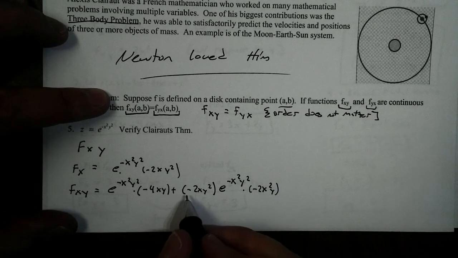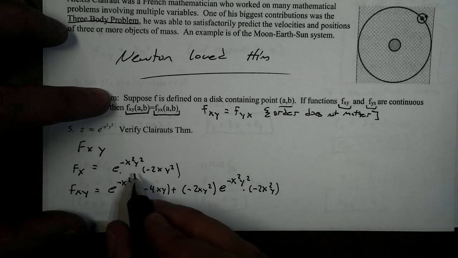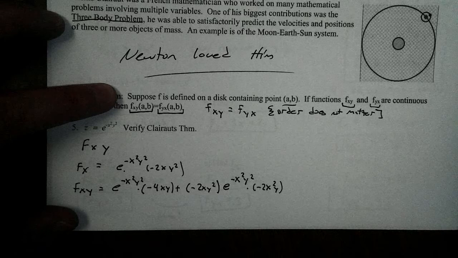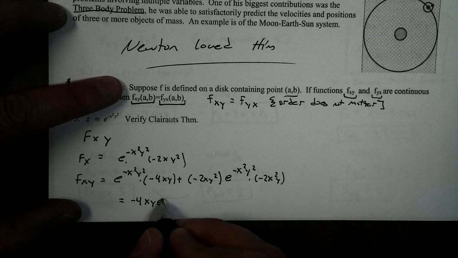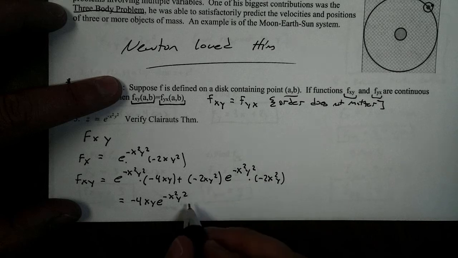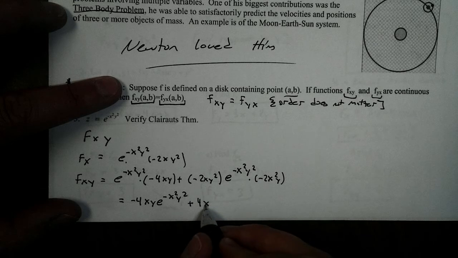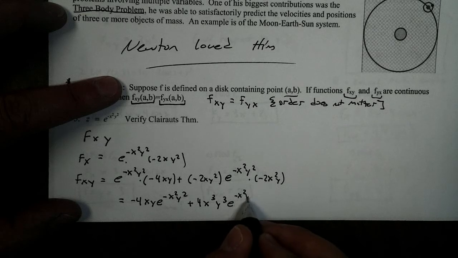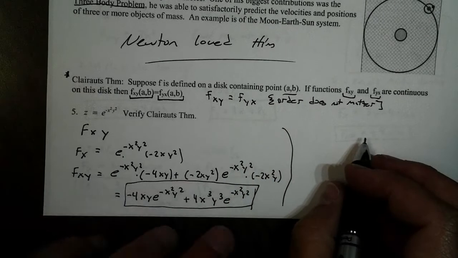All right, so let me go ahead and clean this up a little bit. Cleaning this up, we get negative 4xy e to the negative x squared y squared, plus 4x cubed y cubed e to the negative x squared y squared. All right, so there's our second derivative. I think next time I'm going to choose an easier one to work with. But it's kind of cool to see for these really hard ones.